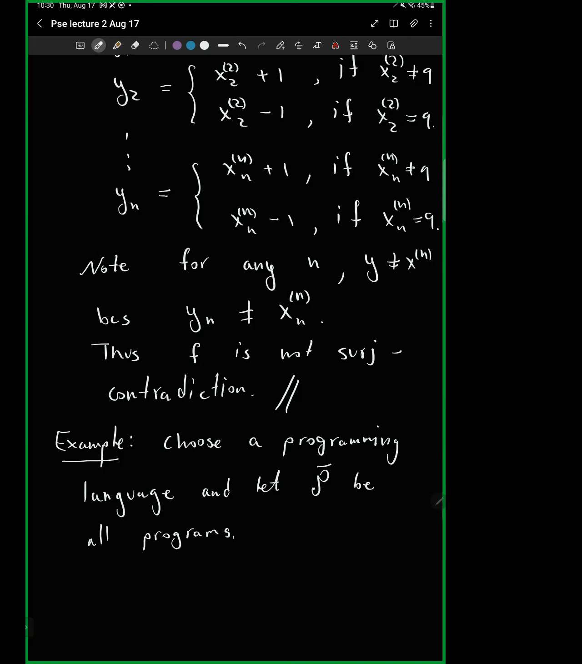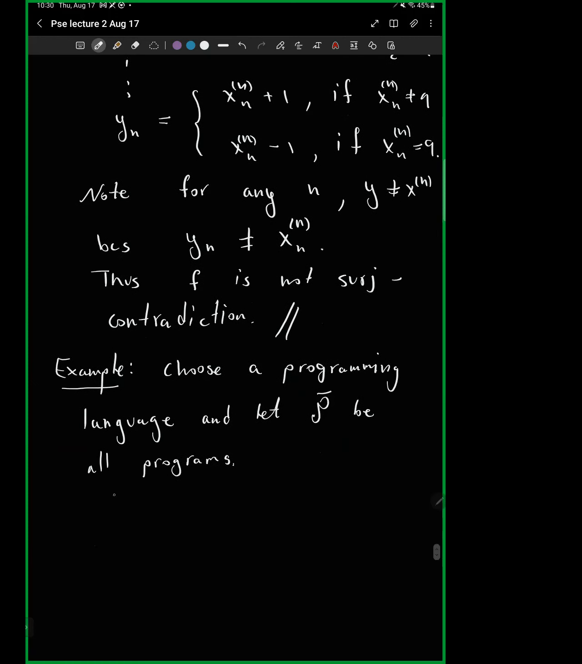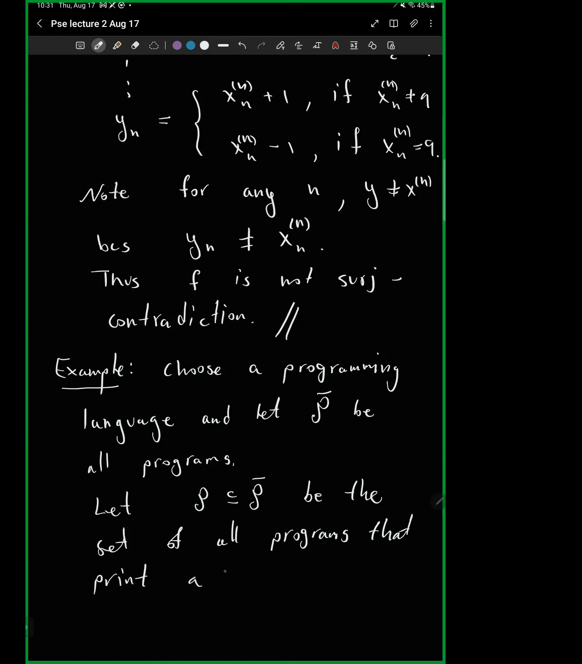Now, I can look at a sub-collection of P bar, be the set of all programs that print a decimal representation.